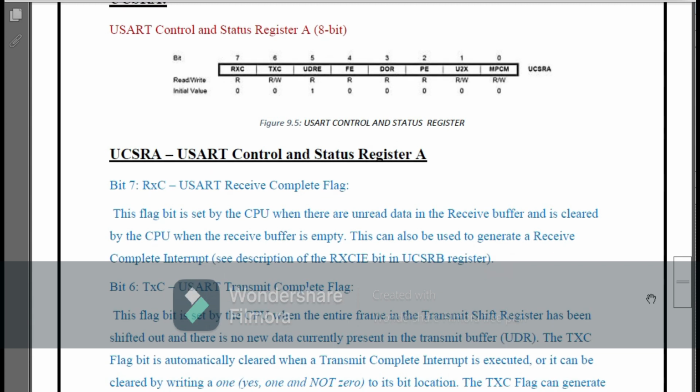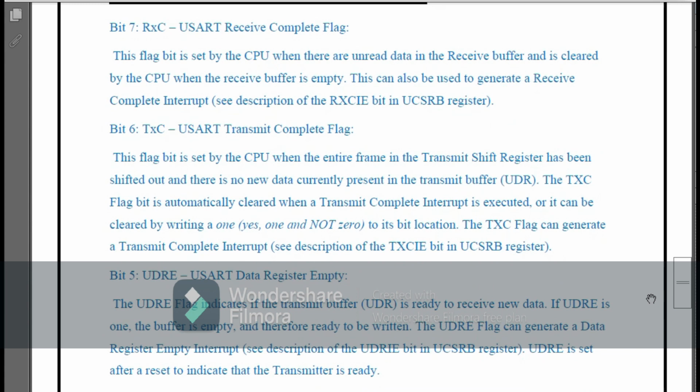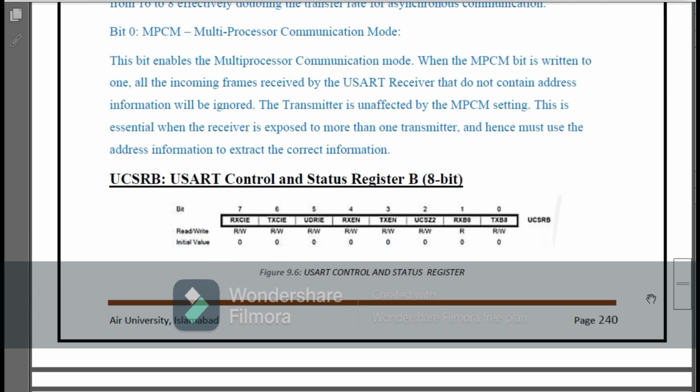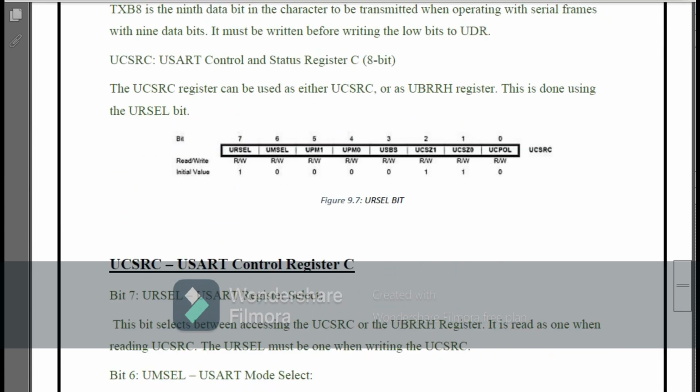Bit 7, USART receive complete flag. Whenever the data is transferred completely, then this receive flag will become 1. Bit 6, USART transmitter complete flag. Whenever the data is transmitted completely, then this flag will become 1. And there are the following other registers also in the serial and parallel communication.